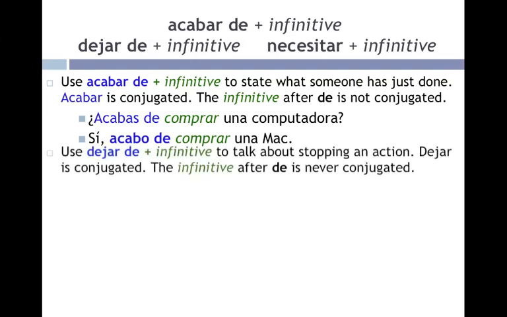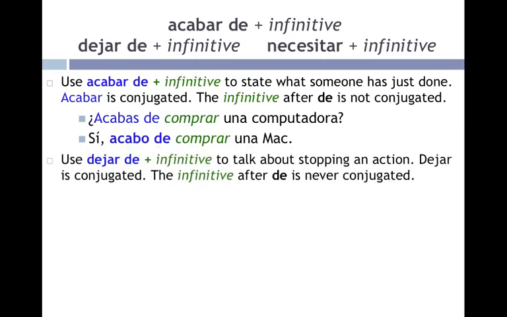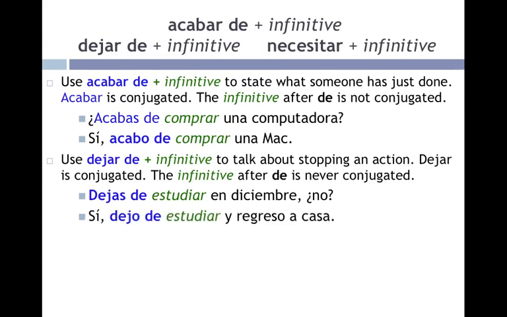Use dejar de plus an infinitive to talk about stopping an action. Dejar is conjugated, the infinitive tags along after de, not conjugated. Por ejemplo, dejas de estudiar en diciembre, ¿no? So you're stopping studying in December, right? Sí, dejo de estudiar y regreso a casa. Yes, I stop studying and I return home.